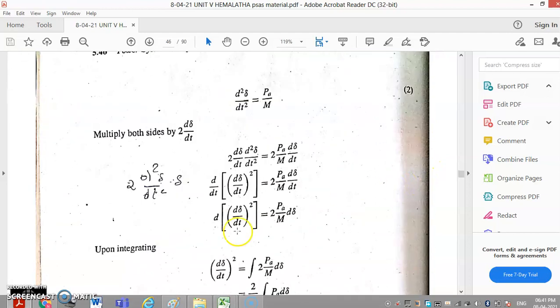Multiplying both sides by 2 dδ/dt, we get 2 (dδ/dt)(d²δ/dt²) = (2Pa/M)(dδ/dt).